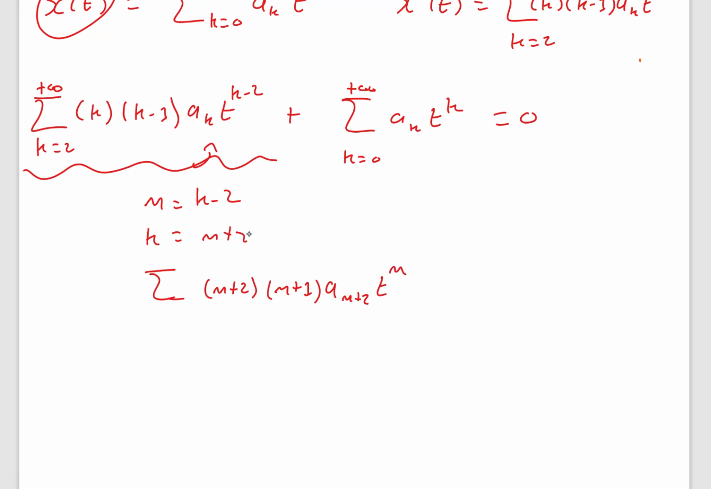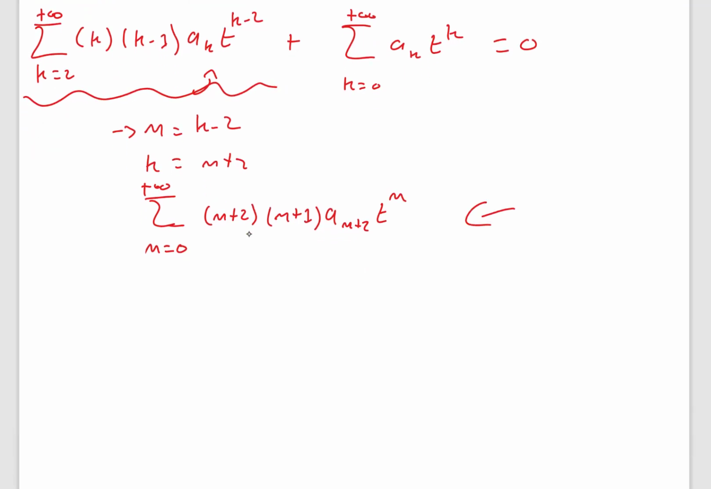Now what about the lower limits? You might realize this is very similar to doing u-substitution. The lower limit starts from k equals 2, and if n is equal to k minus 2, the lower limit in terms of n will be 0, and it's still going to go up to positive infinity. Now notice n is just a summation variable. We can call it n or k or whatever we want, so we're going to call it k instead of n. And when we do that, this is the sum k equals 0 to positive infinity k plus 2 times k plus 1 ak plus 2 t to the power of k.